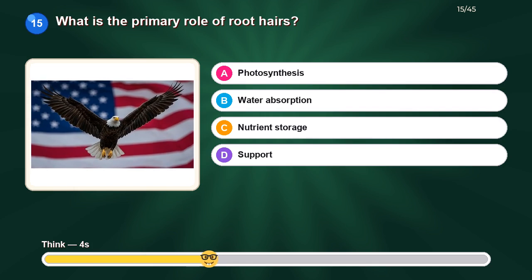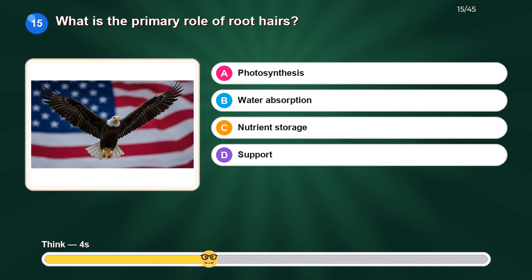Which part of the flower is typically responsible for producing ovules? Option A, anther. Option B, stigma. Option C, ovary. Option D, style. The correct answer is ovary.